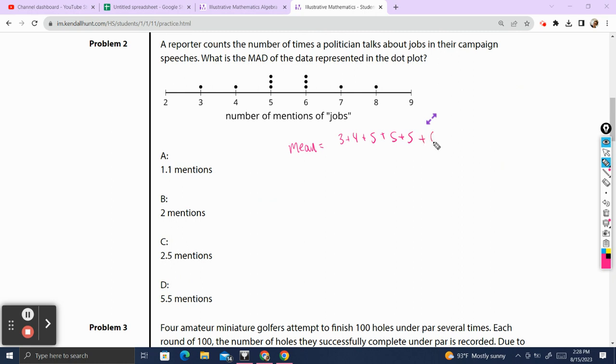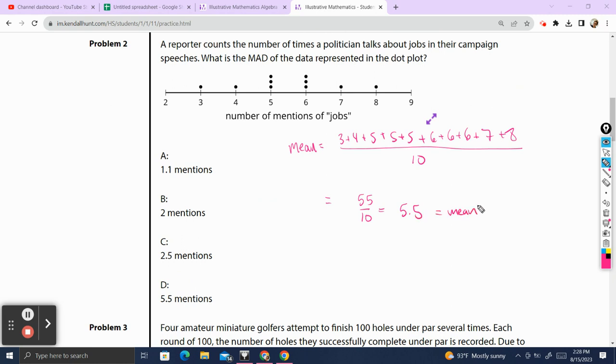There are 3 5s because there are 3 dots above the 5. The same with 6. That's 4 6s. So a 7 and an 8. We have 1, 2, 3, 4, 5, 6, 7, 8, 9, 10 data points here, which gets us 7 plus 15 is 22. 28, 34, 40, 47, plus 8 is 55. 55 divided by 10 is equal to 5.5. This is equal to our mean.